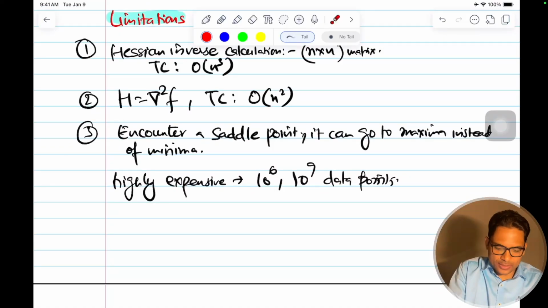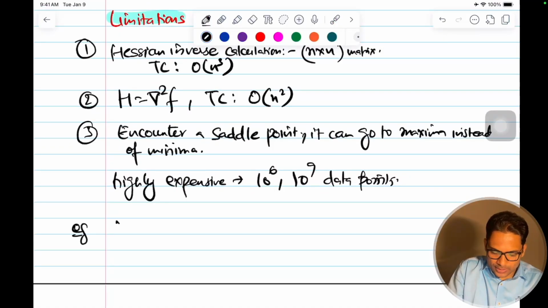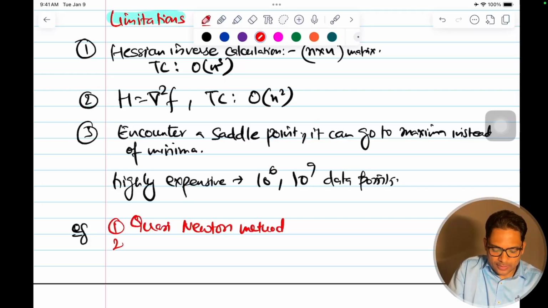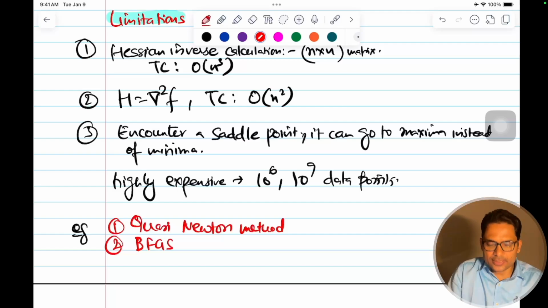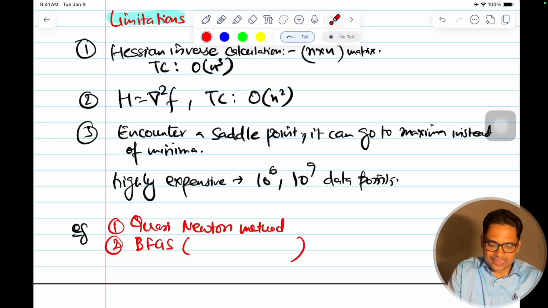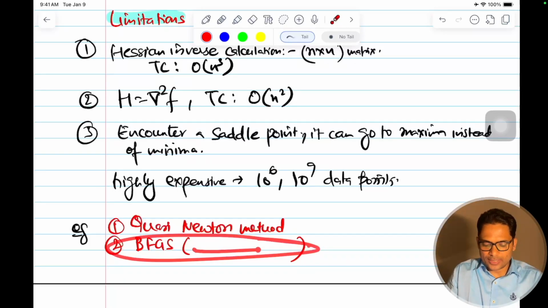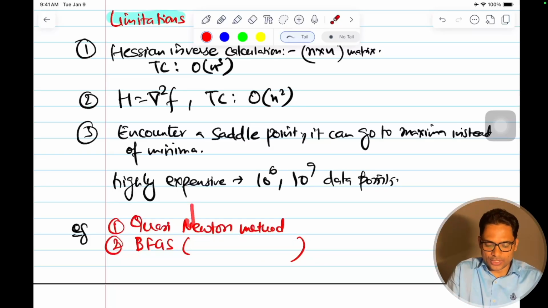Some famous ones are, for example, the quasi-Newton methods, and then there is something called BFGS. This is named after four scientists, which you can search: Broyden, Fletcher, Goldfarb, and Shanno. These are the names of the scientists who invented this quasi-Newton method, which uses the Newton method inside it.